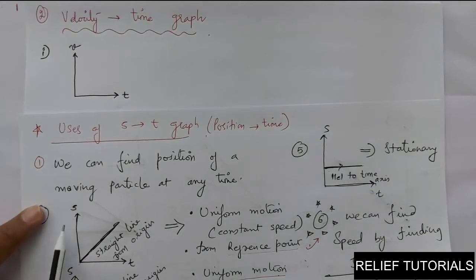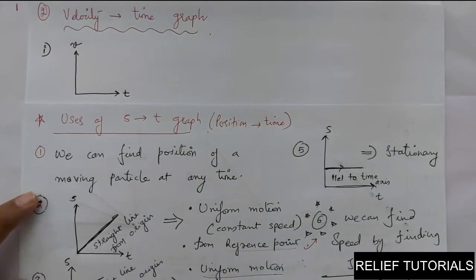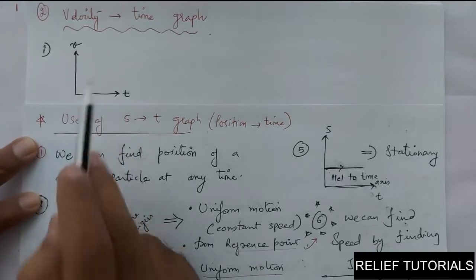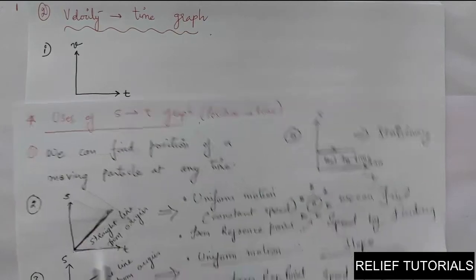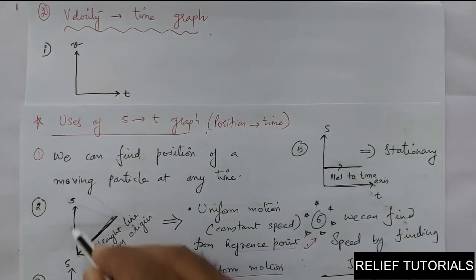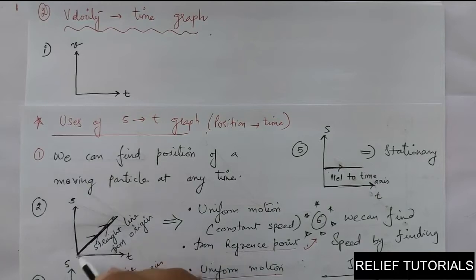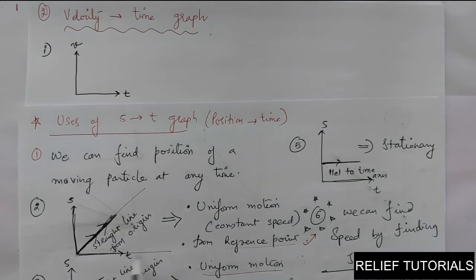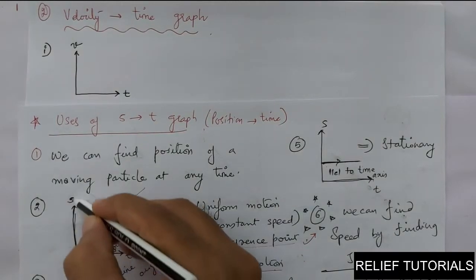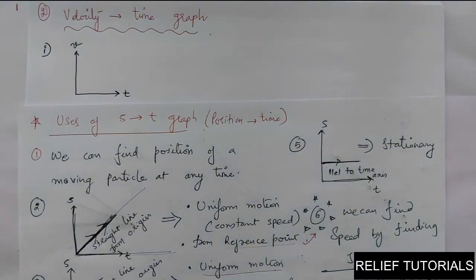Comparison. This was the distance versus time graph. And here is the velocity versus time graph. Look at this graph. This straight line indicates what? That as the time goes on, the distance traveled by the particle also increases, which means distance also changes. The graph goes like this. It indicates that as time passes, the distance traveled by the particle also increases.